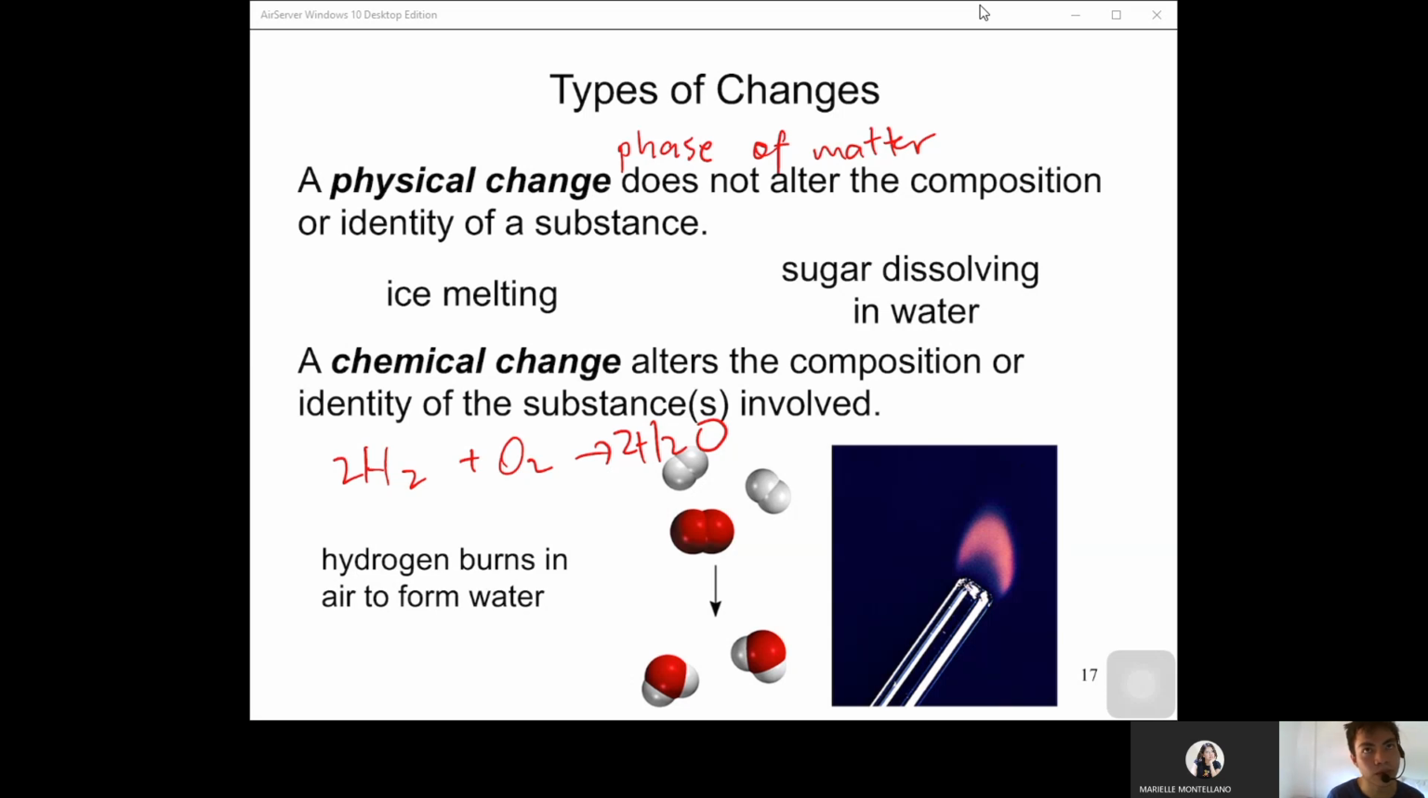Ano pa example? Ikaw, bigay ka example. Isip din ako eh.